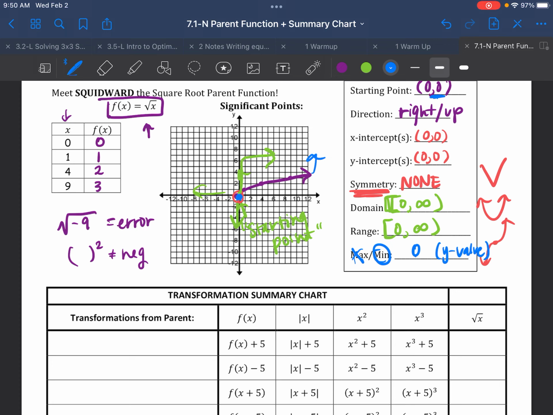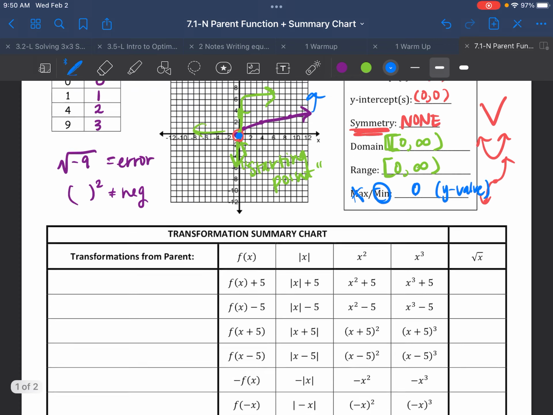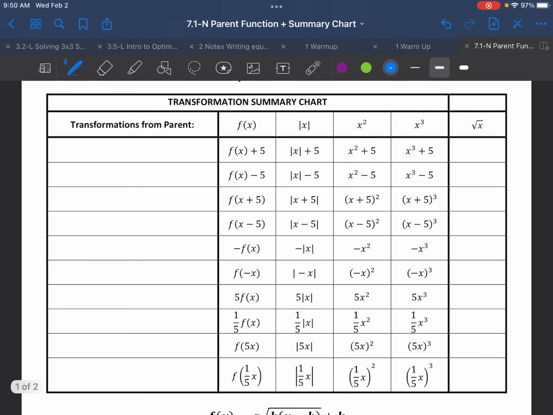Okay, and so now that we know the parent function, we're going to recap all of our transformation rules. And so we know that plus 5 outside the parentheses moves up 5. We know minus 5 outside the parentheses moves down 5. And so that was true for our absolute value function. That was true for our quadratic function. That was true for our cubic parent function. And it is also going to be true for our square root function.